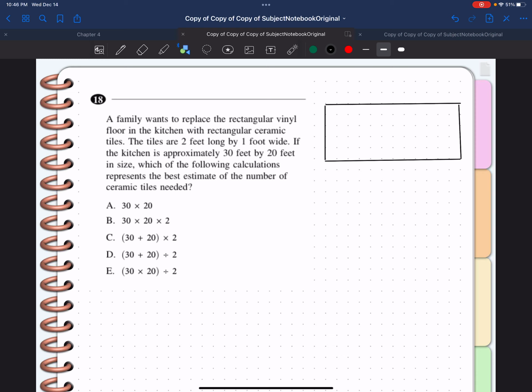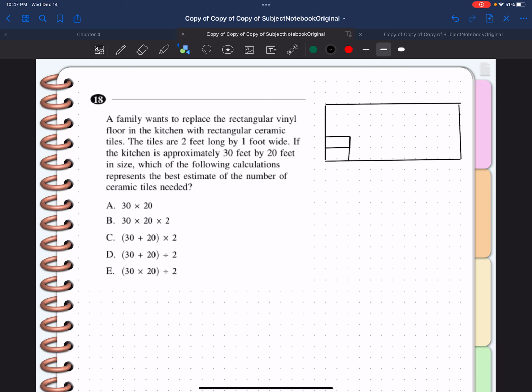So they're going to pull up this floor. They're going to take the floor up, and then they're going to come in and put down these rectangular tiles. Okay. So what am I doing to that floor? Think about that. I'm taking that big floor and I'm doing what?